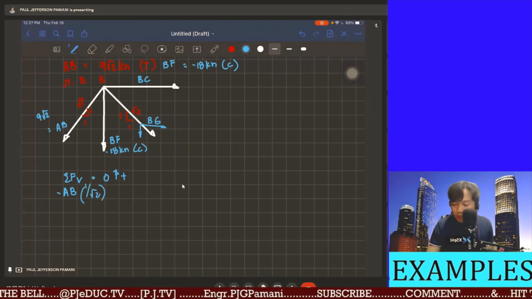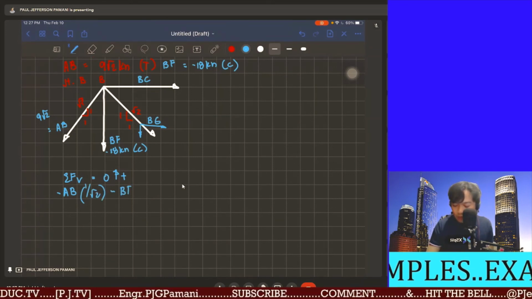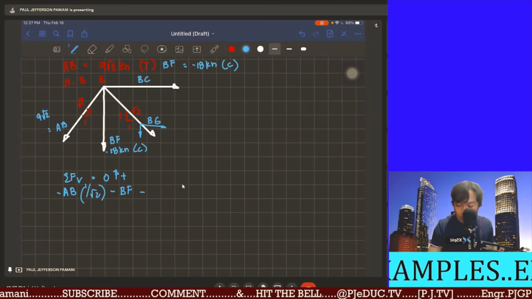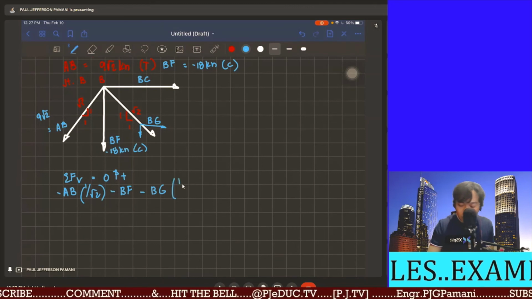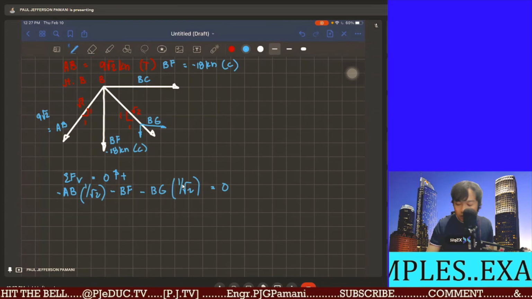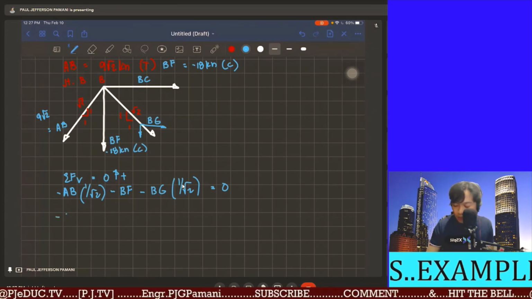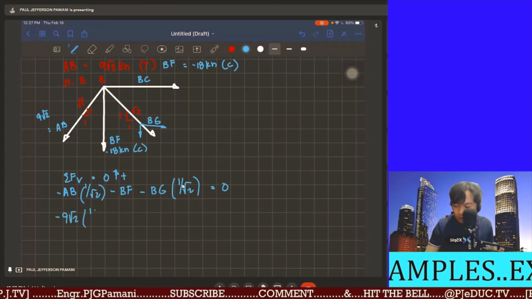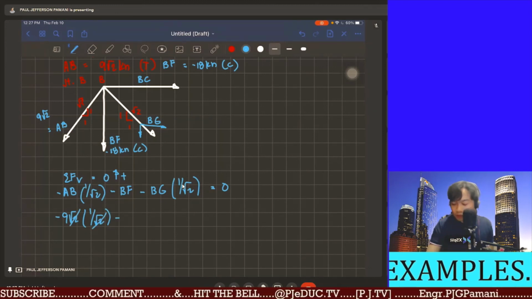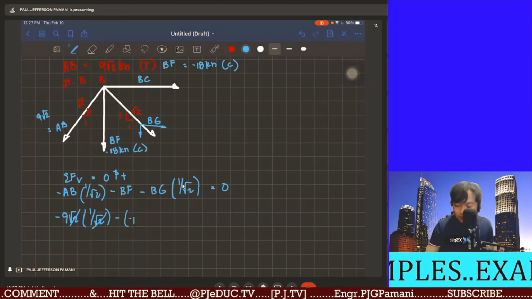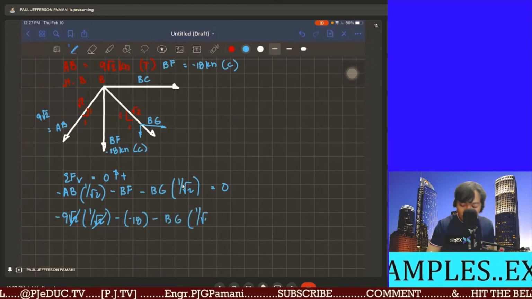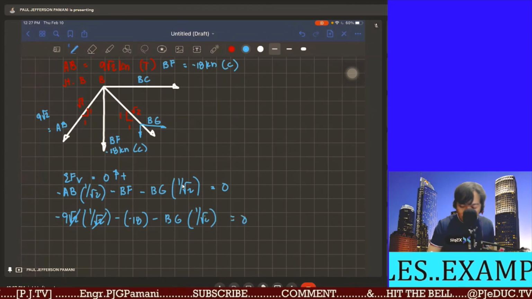Vertical. Minus BF also going downward. And the vertical component of member BG downward as well. BG of 1 over square root of 2. Meron pa bang iba? Of course, wala na. That is equal to 0. AB downward negative 9 square root of 2 times 1 over square root of 2. Cancel, cancel. Minus BF, carry the sign, that is negative 18 kilonewton. Minus BG times 1 over square root of 2 equal to 0.